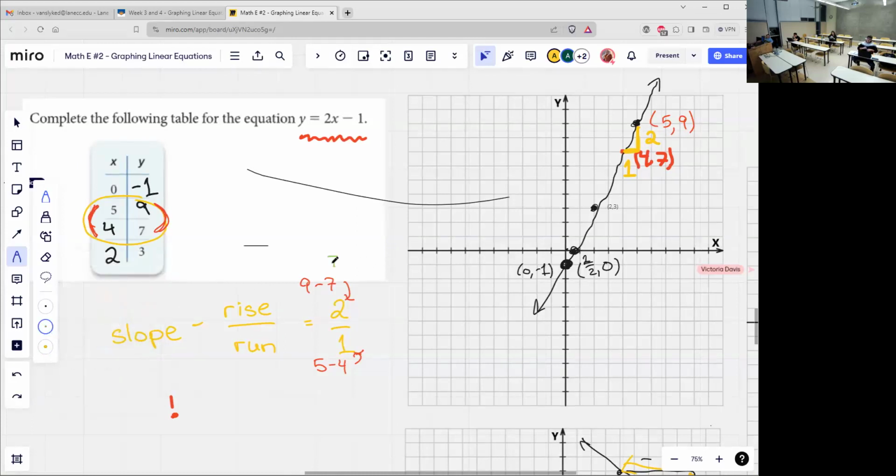If I reversed which ones, I would just get 2 negatives. And then when I put the -2 over the -1, I get the same thing, because negative divided by negative, the negatives cancel out. So you can't pick wrong, just pick 2 points, and as long as you keep the 5 and the 9 together as first, or as long as you keep the 4 and the 7 together as first, it's gonna work out.